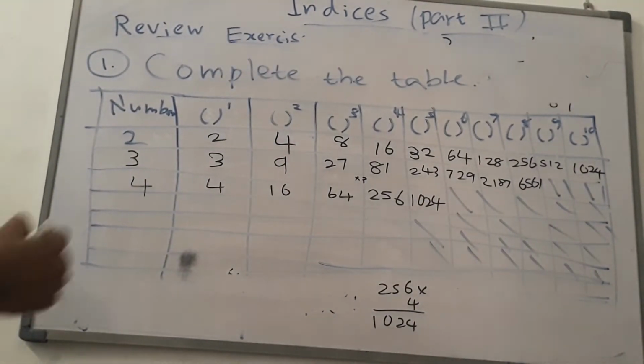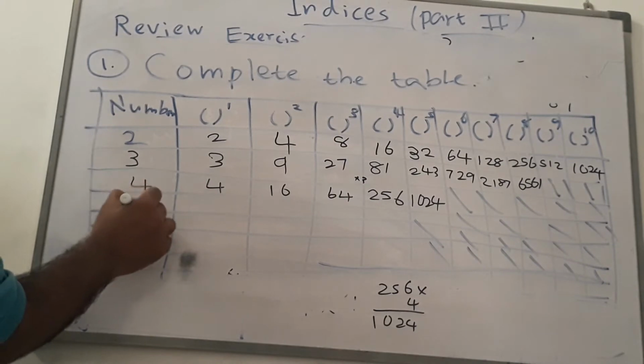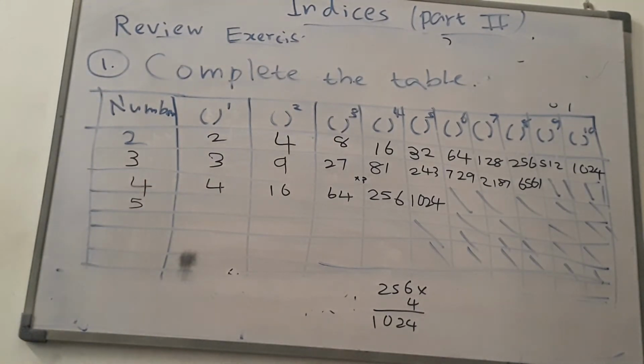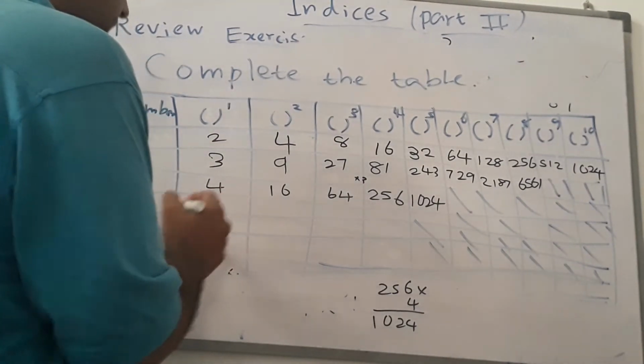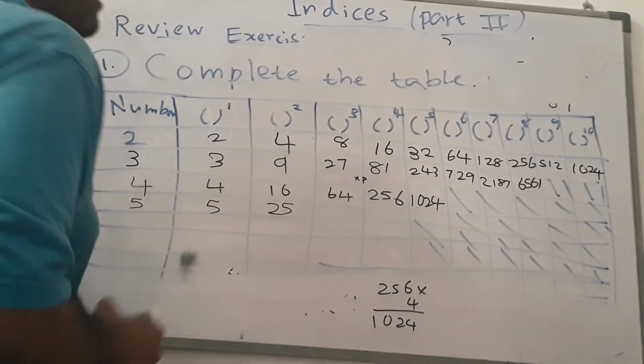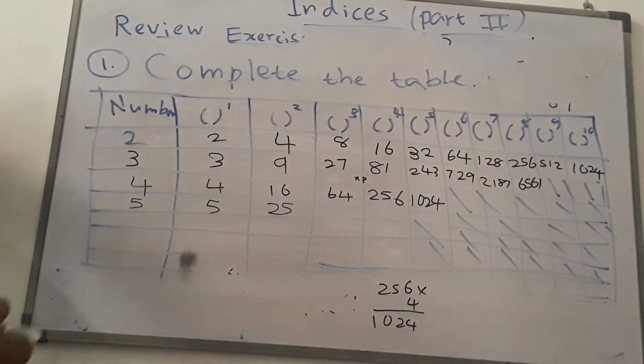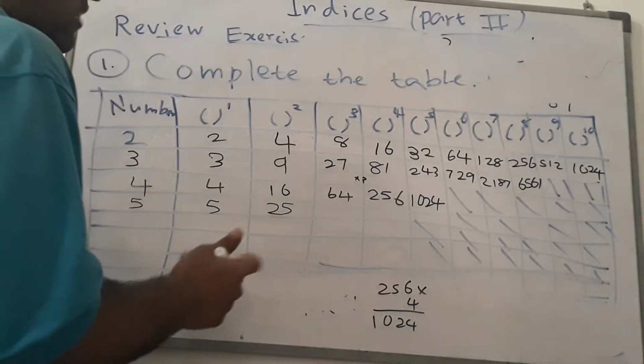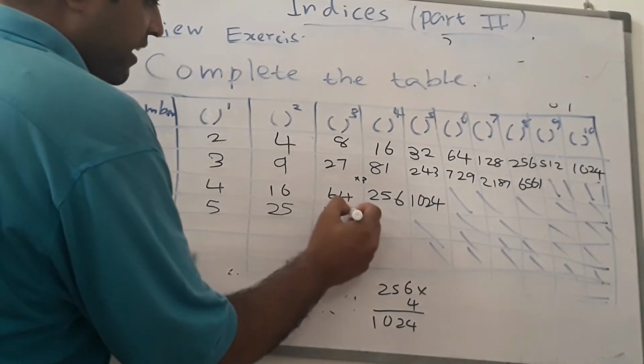Our next number is 5. 5 to the power 1 means 5. 5 to the power 2, or 5 squared, means 25. 5 times 5 is 25. 5 to the power 3 means you have to multiply 25 by 5. If you multiply 25 by 5, you get 125.